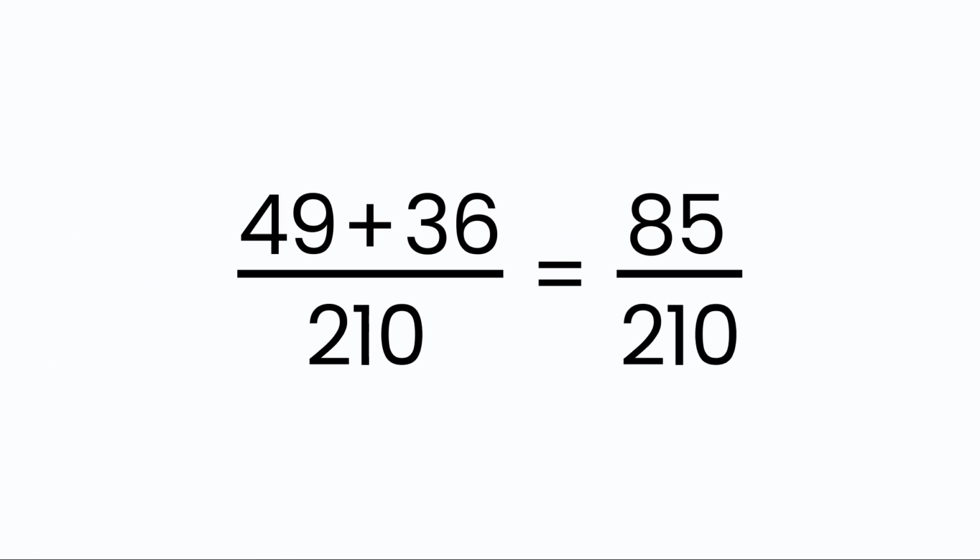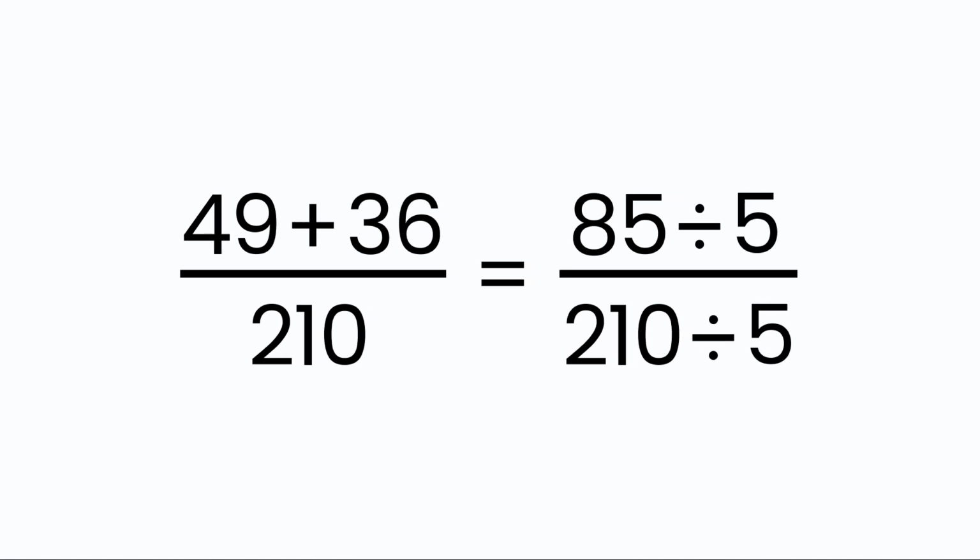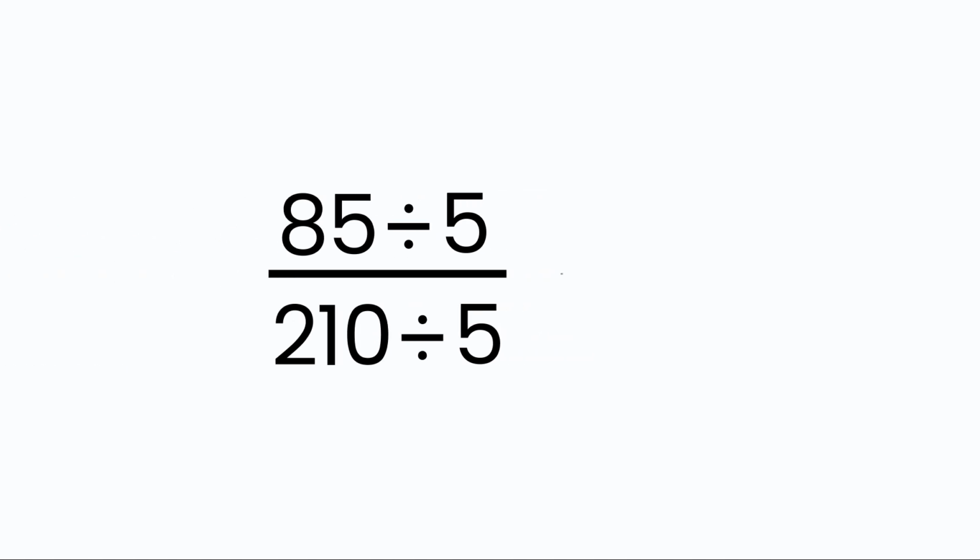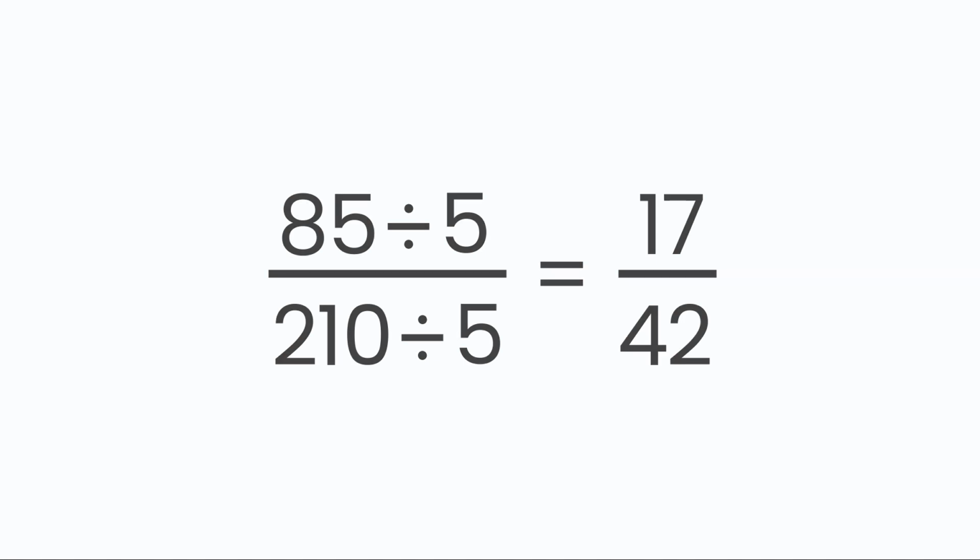Here, both the numerator and denominator are divisible by 5, because all the numbers end in a 5 or 0. 85 divided by 5 is 17, and 210 divided by 5 is 42. The reduced fraction is then 17/42. You can see that 210 is the least common denominator. While 210 isn't all that small, using the method from the previous video would have given you a common denominator of 1050, much bigger.